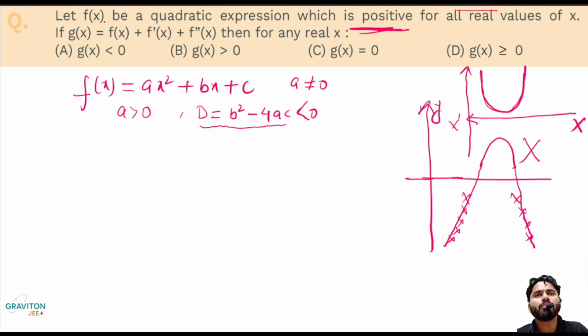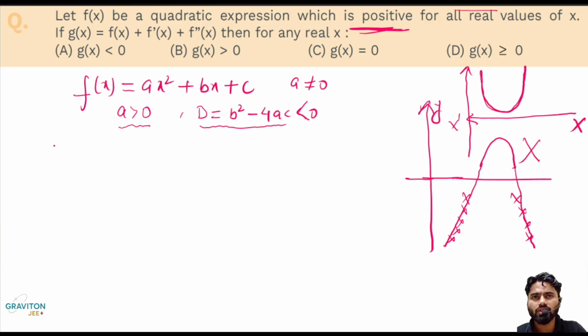So from here we will get an idea, if f(x) is positive for all real values of x, then how will your f(x) look? Facing upward. For facing upward, leading coefficient should be positive and b square minus 4ac is negative. Now given g(x) equal to f(x) plus first derivative of f(x) plus second derivative of f(x), then you have to find whether g(x) is negative or positive or equal to 0 sometime.